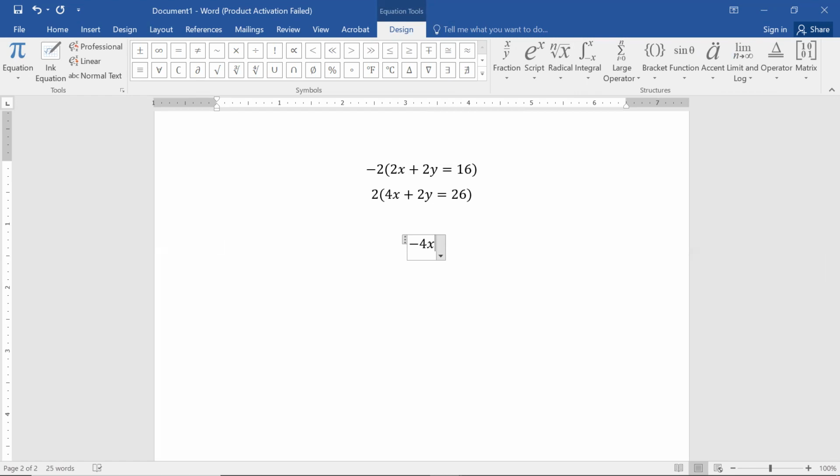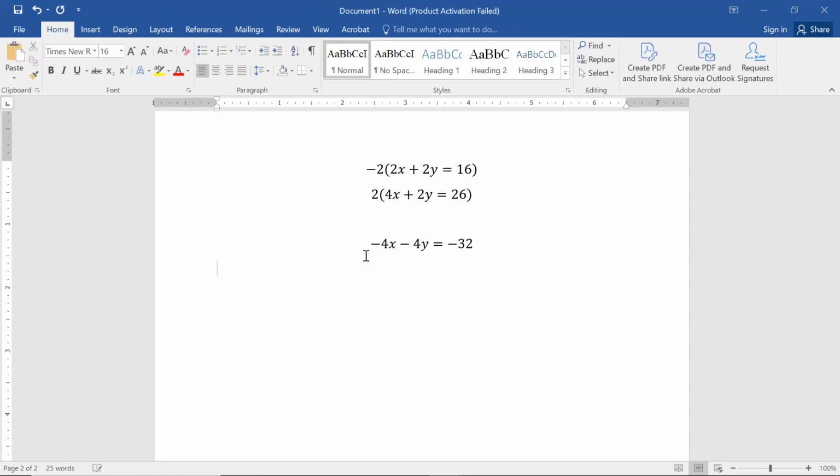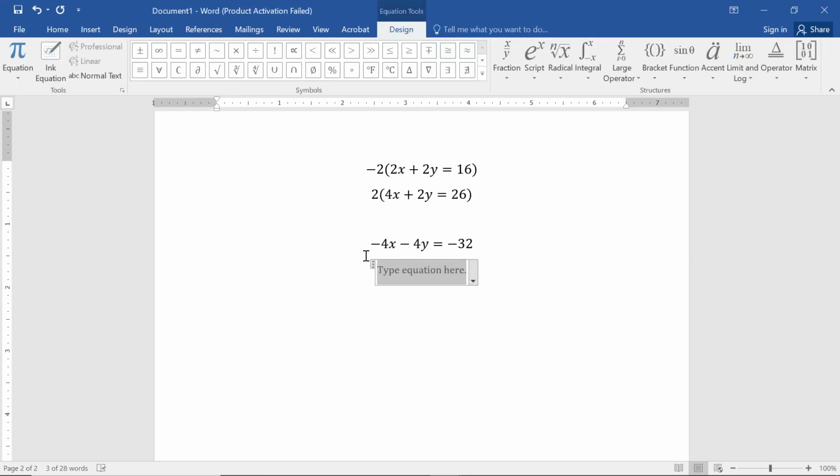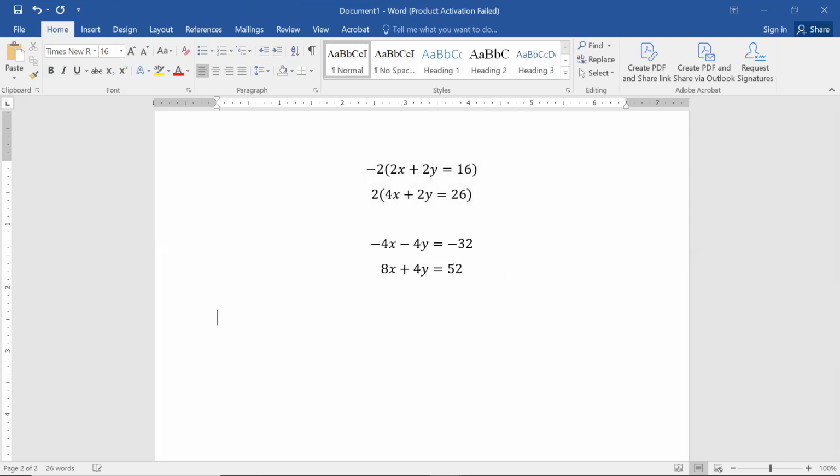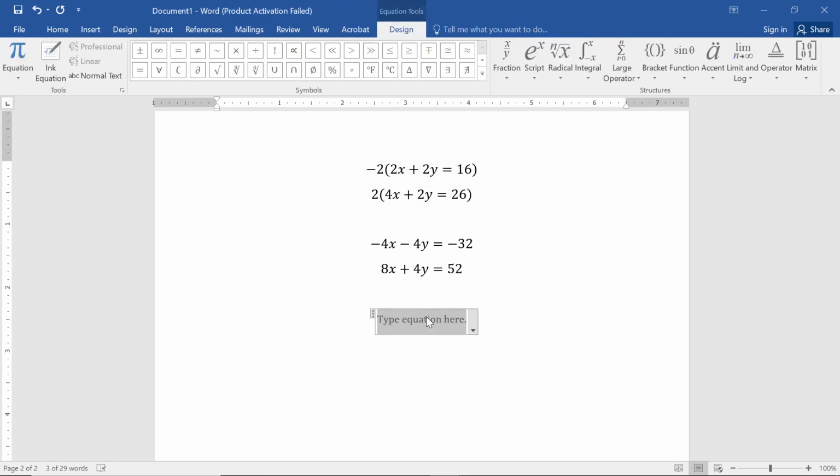You end up with negative 4x minus 4y equals negative 32, and 8x plus 4y is equal to 52. Now, this is not the only way you could have eliminated. You could have used 1 and negative 1. If some of you are used to that, go ahead and do that.